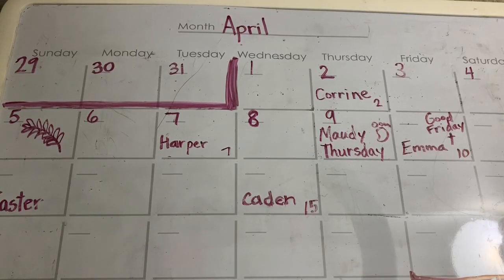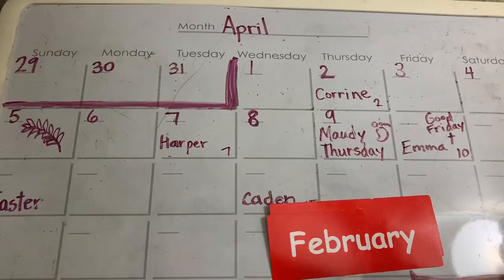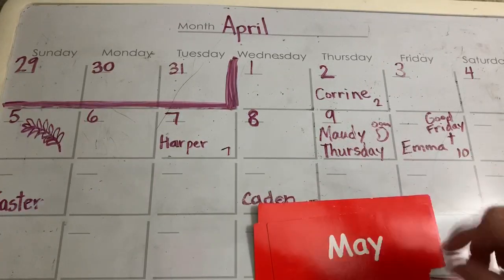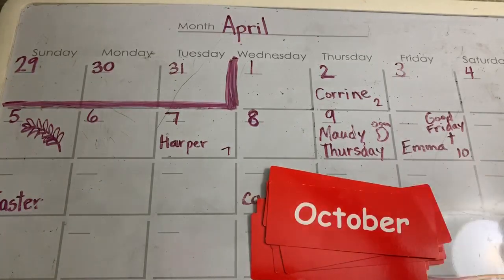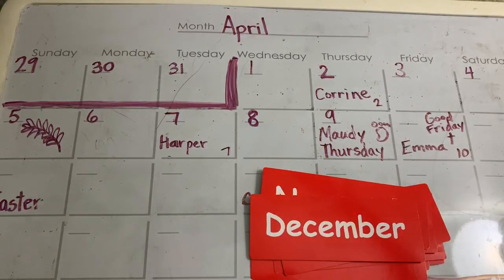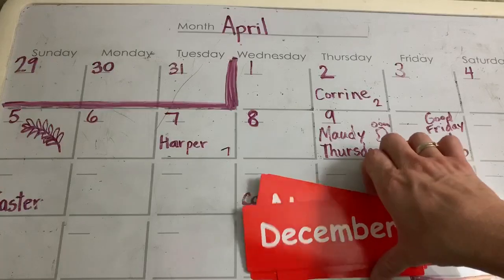Good morning, kindergarten. January, February, March, April, May, June, July, August, September, October, November, December, 12 months in a year.